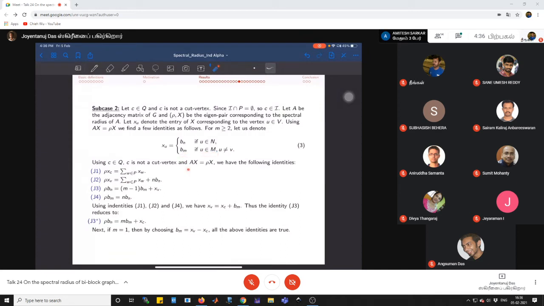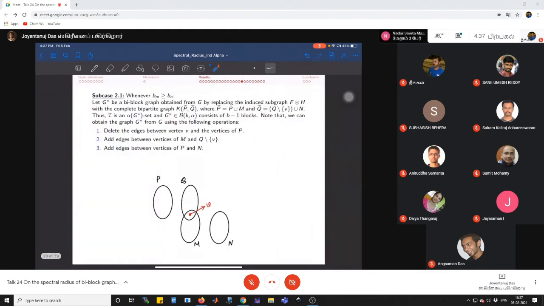So from this adjacency relation Ax equals rho x, we'll have these 4 relations. And we already know that for a cut vertex, the Perron vector entry will be the sum of two Perron vector entries in the two blocks they are sharing. So these results are not going into the relation. I will mainly explain the idea.